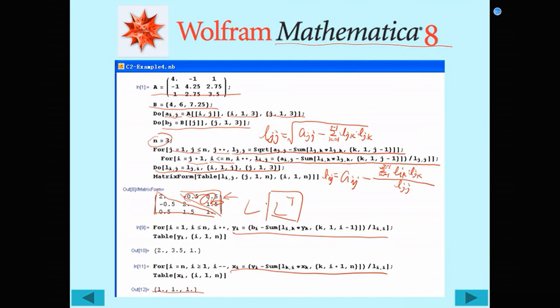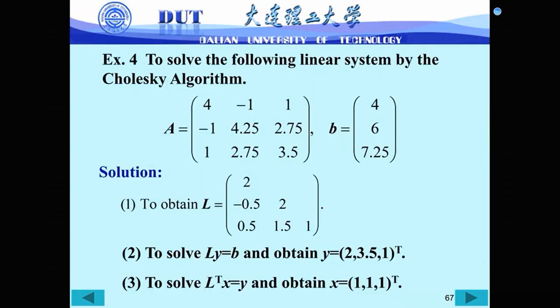three ones. Now, by 3 steps: firstly, we obtain L, then solve Ly equal to B, and then solve L transpose X equal to Y. Clear? Of course, this is for the program. For you, I ask you to practice by yourself to obtain the L matrix and also to solve. You can solve by hand actually, because it's just 3 by 3. Very easy. So I hope you can check by practicing by yourself.